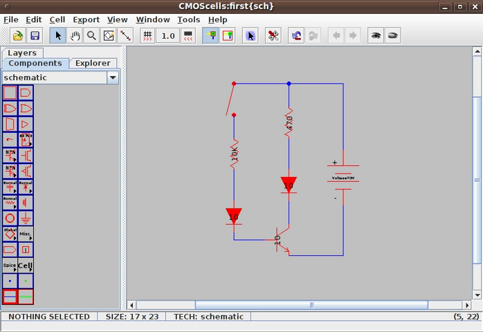The Electric VLSI design system is an EDA tool written in the early 1980s by Stephen M. Rubin. Electric is used to draw schematics and to do integrated circuit layout. It can also handle hardware description languages such as VHDL and Verilog.